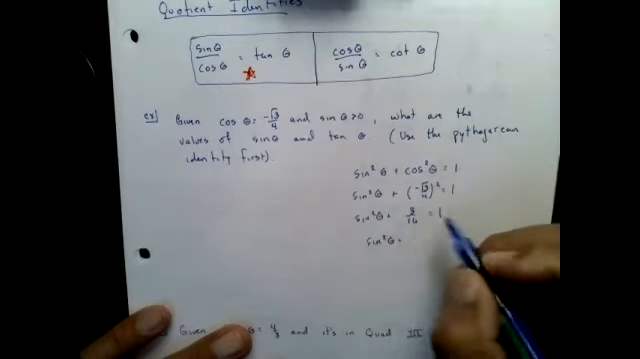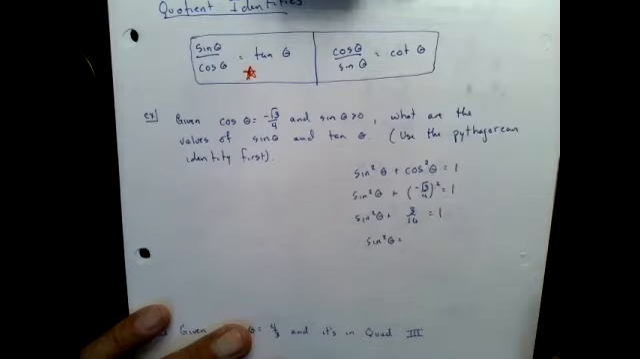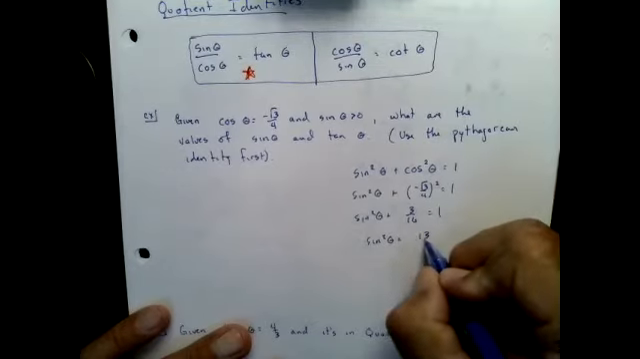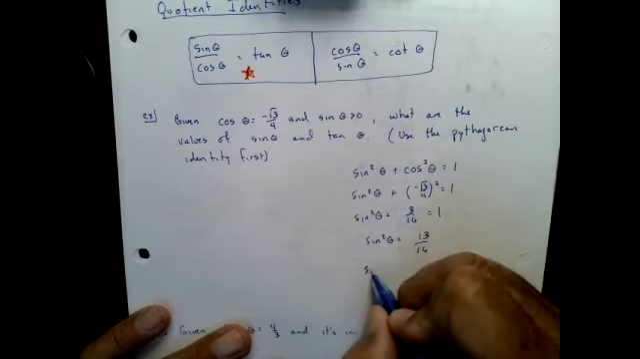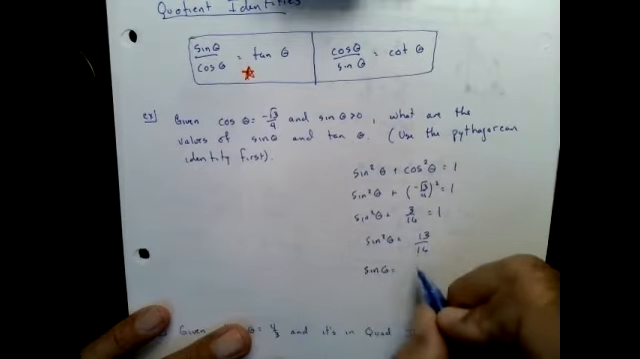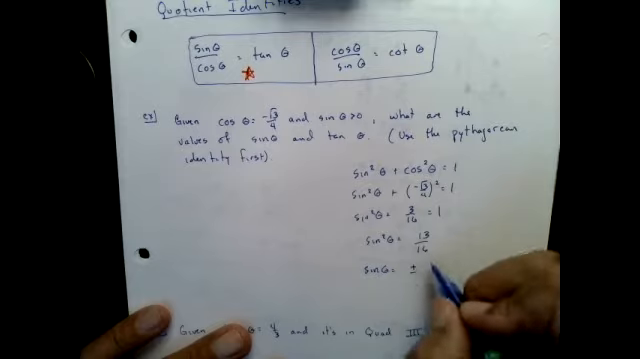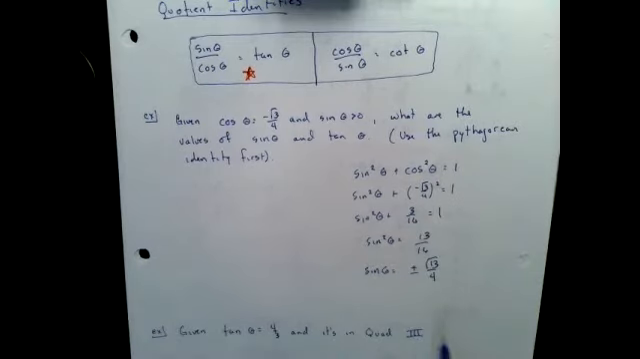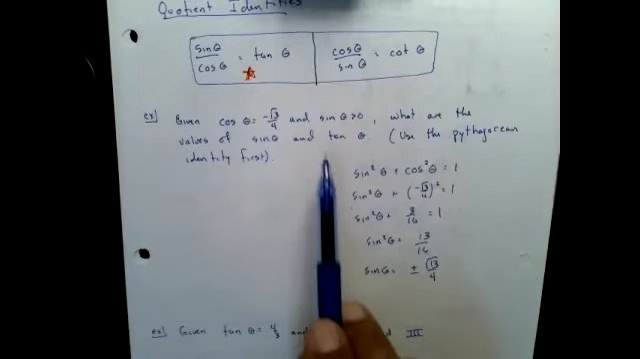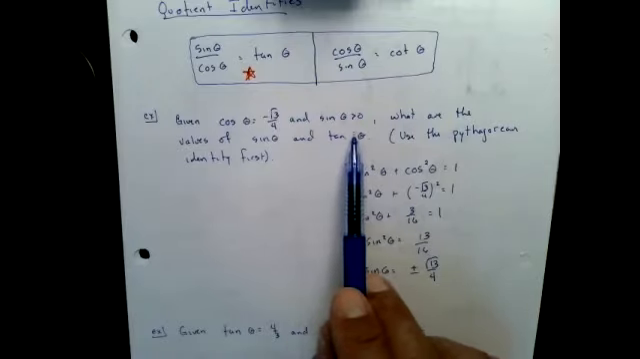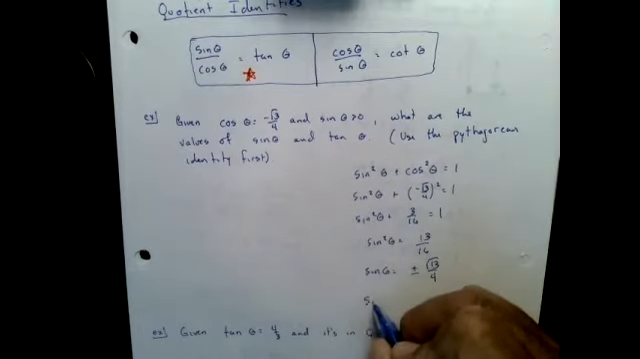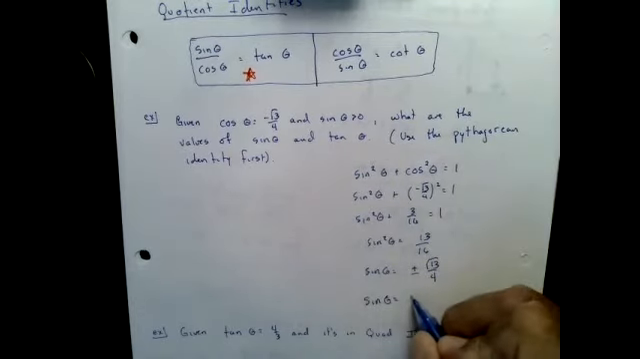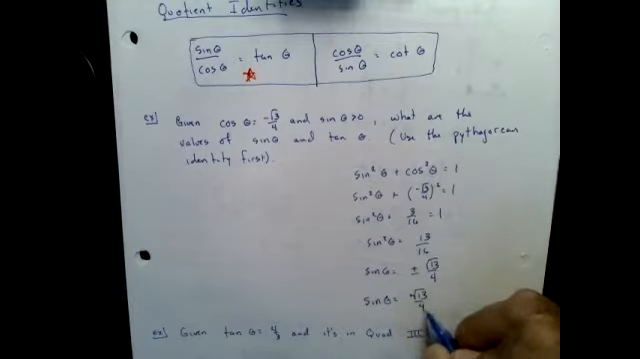Sine squared of theta equals, I subtract that, and I get 13/16. When I take the square root, I get plus or minus square root of 13 over 4. I don't want both of those though. I only want one, and it says the sine of theta is greater than 0. So the sine of theta equals square root of 13 over 4.